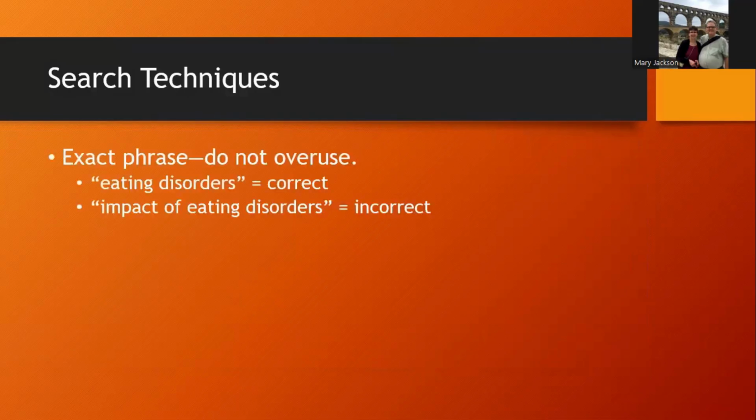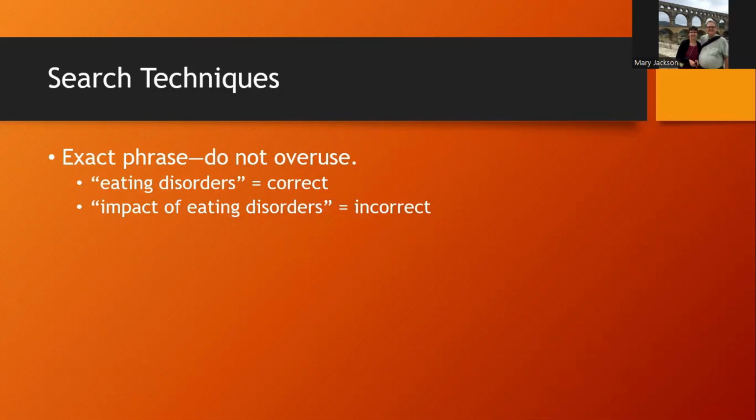As I mentioned, search strategy is really important. So you need to have good search terms, but there are also some techniques that can help you in your search strategy. Exact phrase: you don't want to overuse this, but if you put things in quotes, that will force those two words to be together in that order. So having "eating disorders" in quotes will make sure that you get that phrase in your search. And I'm going to show you that in a minute. Don't do long, overly specific searches, because then that will limit your results.